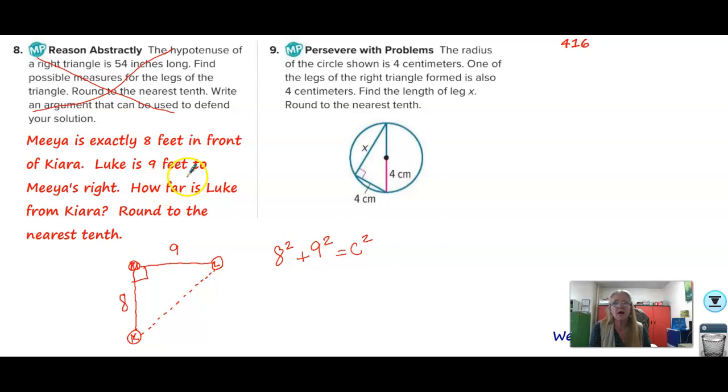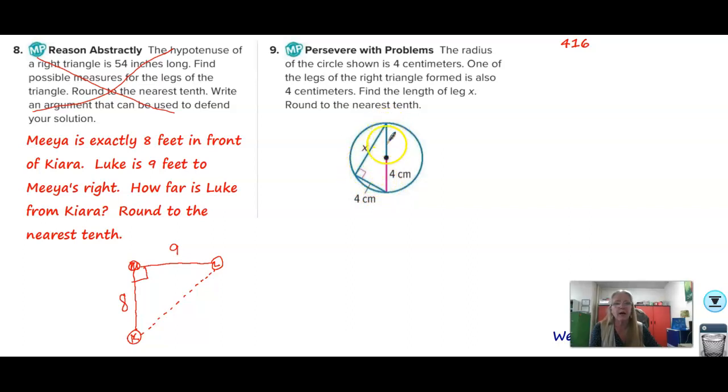Okay. I did include number 9 on the practice assignment. I think it's fair game. It says the radius of the circle shown is 4 centimeters. So that means from here to here, halfway across the circle, is 4 centimeters. One of the legs of the right triangle formed is also 4 centimeters. This one's 4 centimeters. Find the length of the leg x.